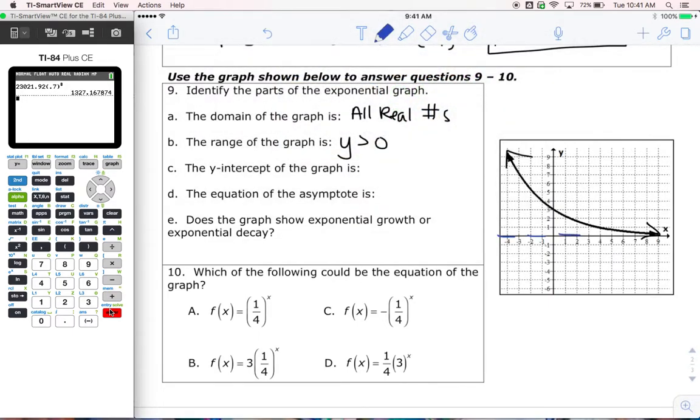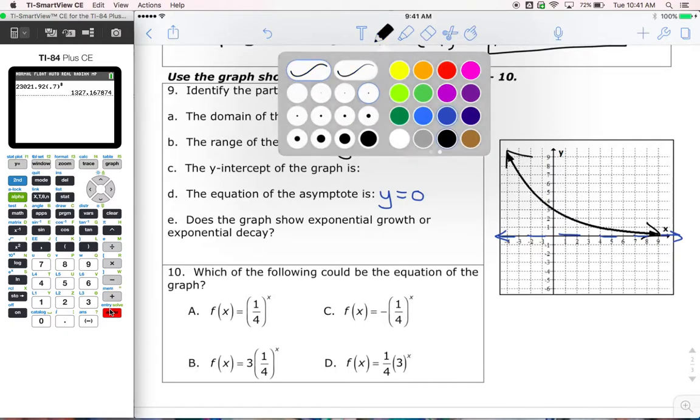You guys remember this word? Means the line is going to get so close to 0, but it's never actually going to touch it because there is an asymptote, and that equation is y equals 0. If you put this little or equal to symbol, you are incorrect. It's not going to touch this line, right? That's the asymptote. Remember, don't touch the asymptote.